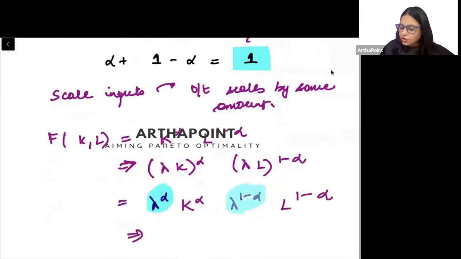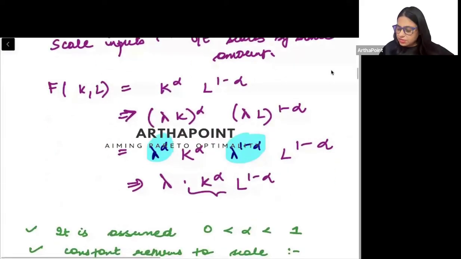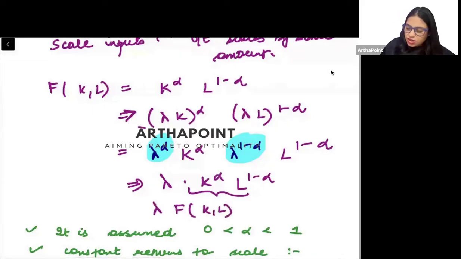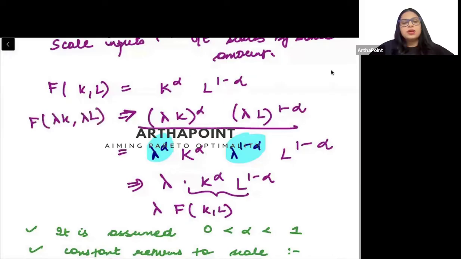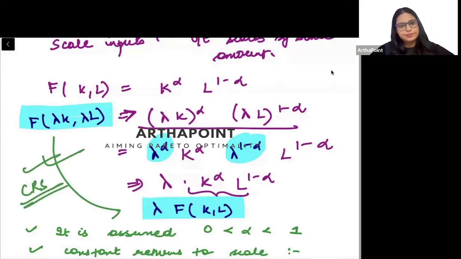Or when I take all lambdas together, I will get lambda, K to the power alpha, L to the power 1 minus alpha. And this is nothing but my original production function. And ये जो था, this was my scaled production function. So when I scaled my inputs, my output is lambda times the initial level of output, which means that it is following constant returns to scale, right?